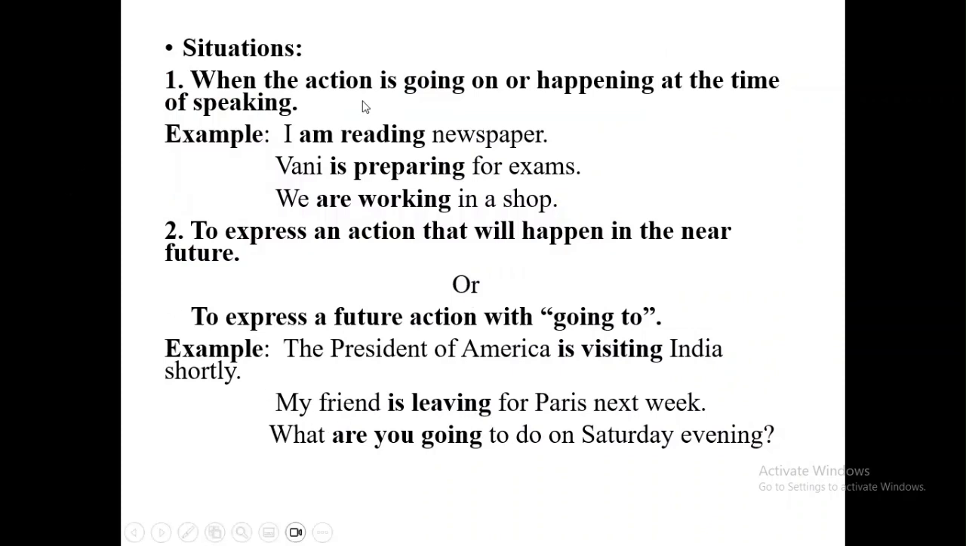So these are the situations. The first situation which we express in present continuous tense is when the action is going on or happening at the time of speaking. So when we are speaking, if something is going on, if something is happening, such situations we express in present continuous tense. For example, I am reading newspaper.